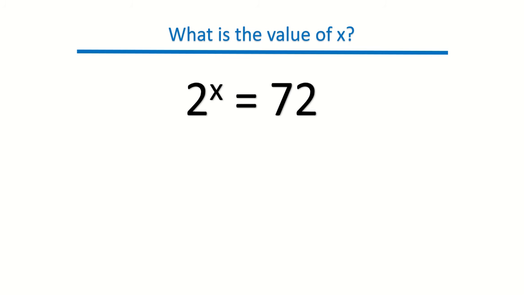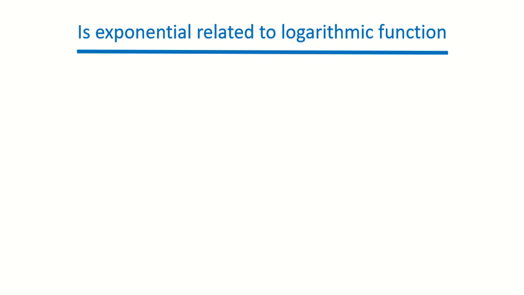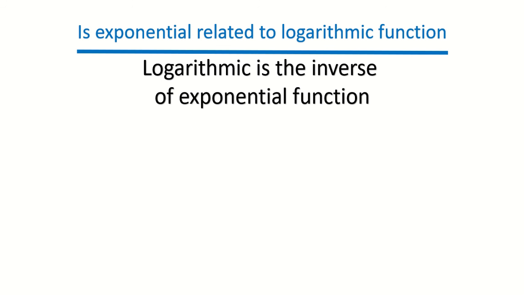To do that, we have the general form of the exponential function, b to the x equals y. We know that x is our exponent. So we set y equals x, and we get b to the y equals x. What is the value of y? In this case, we are going to find the inverse. Why? Because the logarithmic function is the inverse of the exponential function.